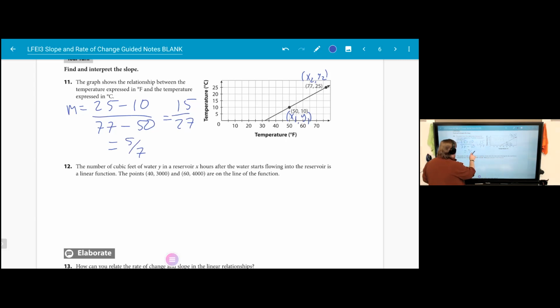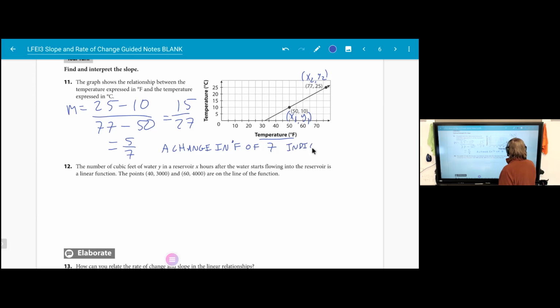Remember, it's the change in y over the change in x. But as we interpret this, we want to say that this change in x causes this change in y. So our change in x is 7 degrees Fahrenheit. A change in Fahrenheit of 7 degrees causes or indicates a change in y. And what's our y? Temperature in Celsius. A change in degrees Celsius of 5. Our change in x indicates our change in y. Okay, let's try the next one.